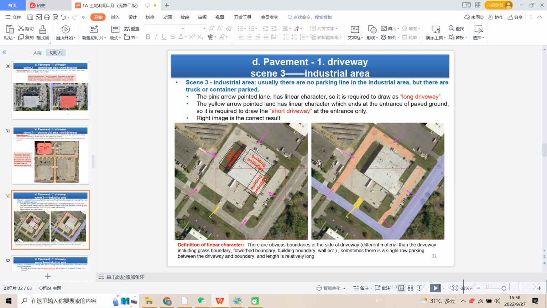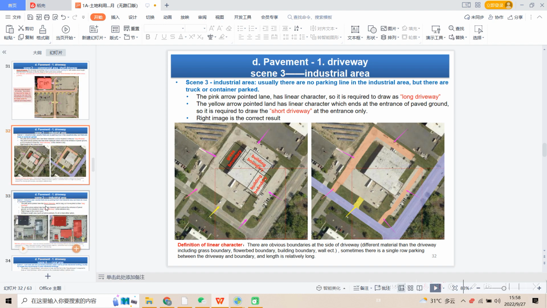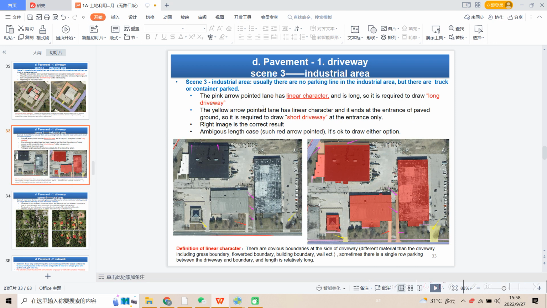All right. So whenever you get confused, guys, you can take an analysis and refer to this example about when and how to draw the long driveway in the industrial area. And more examples, right? The pink arrow pointed lane has a linear character, right? It's long. It also has the boundary with grass and building, so we can draw it as long driveway. However, we don't draw extended to here, right? Because it's all block here. It's pretty rectangle here, so we don't need to draw all the way to this parking lot.